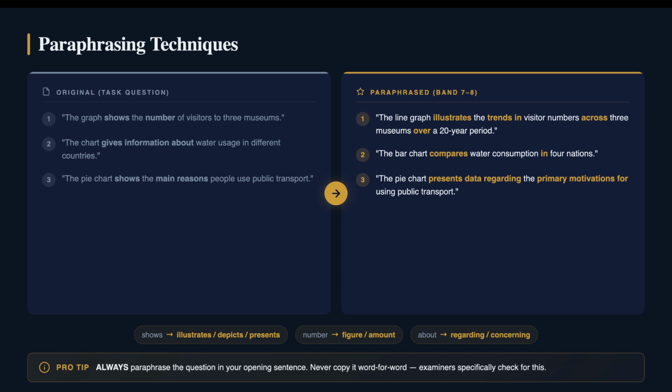So here's a pro tip for you. Always paraphrase the question in your opening sentence. Right? That's very important. And again, please do not copy the original question task word for word because the examiners will specifically check for this. What happens if you copy the original task question word for word? Well, of course, the examiner will notice that and you will not get a higher band score.